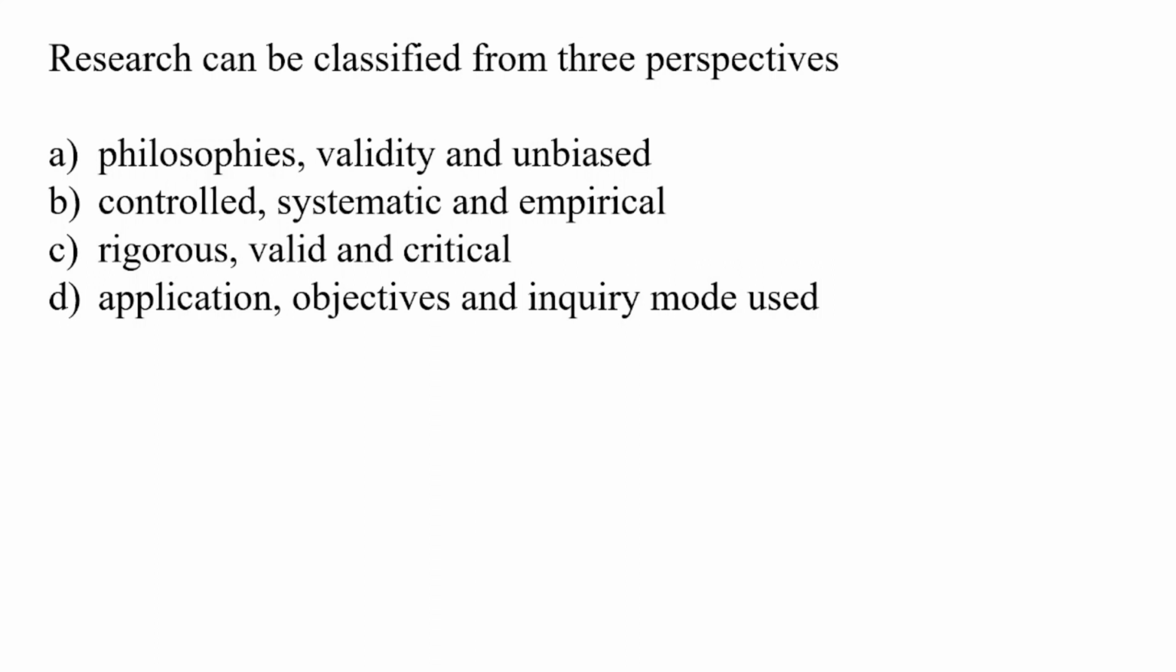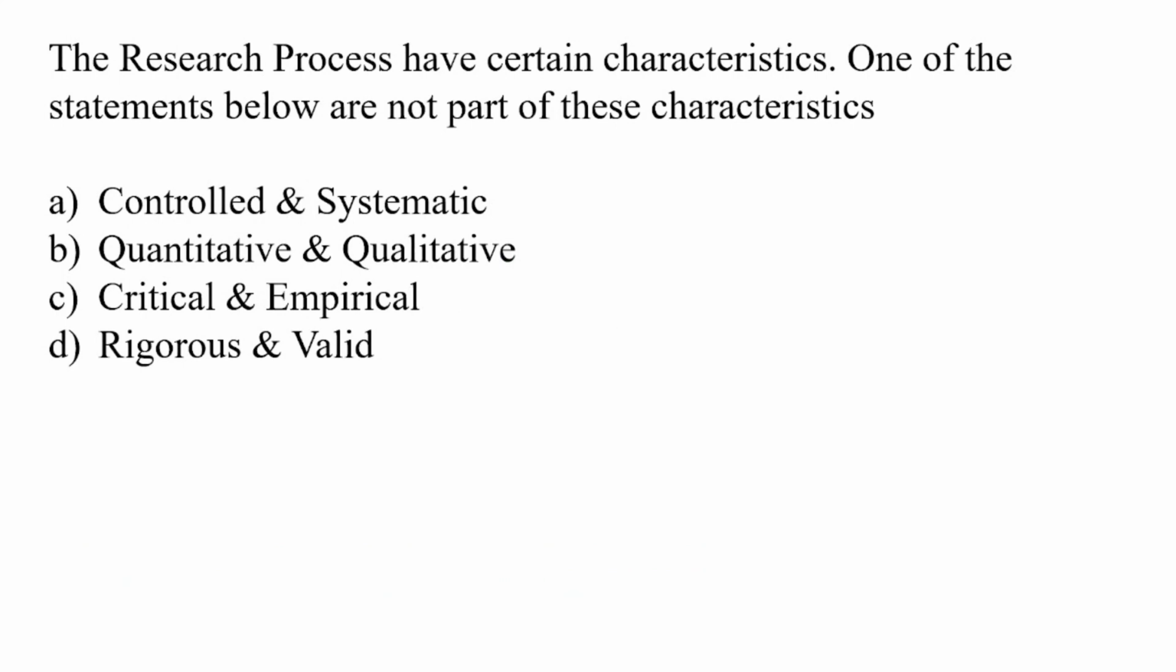Philosophy's validity and unbiasedness seems relevant. I thought about application objectives and inquiry mode used. Philosophy, validity, and unbiasedness also come under research. But when I chose option D, I thought, when we talk about research, we have an inquiry mode. We inquire about something, then we select the objectives, then we apply those to our experiments. So I think both of these work out. Research philosophies we have, we need to validate our research definitely, and our research needs to be unbiased. True. So that also works out. You're also correct.